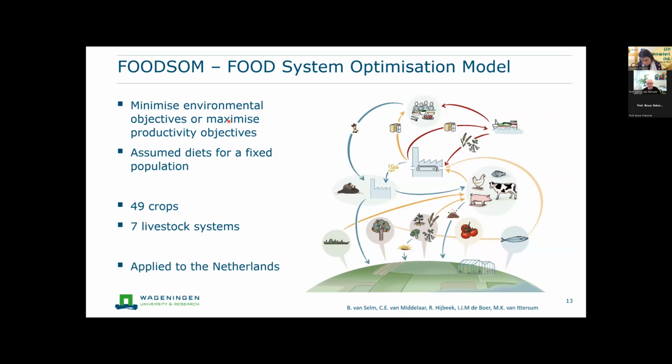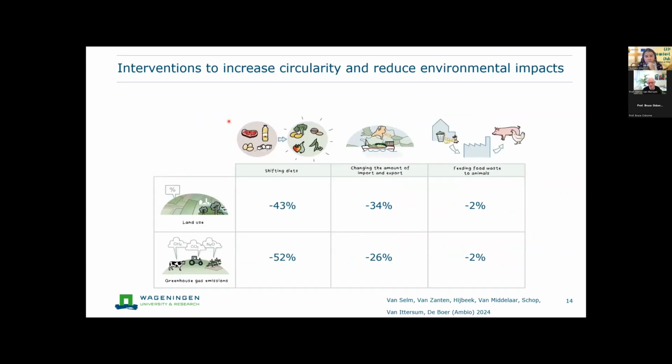Using that model, I will give a few illustrations of what has the largest impact on environmental criteria, taking into account circular principles. The main impact on land use and greenhouse gas emissions, those are the two environmental criteria here that were optimized by Ben van Selm. It shows that shifting the diets, moderating our livestock product consumption, really has the biggest influence. It reduces land use by 40% for the Netherlands here, and it halves the greenhouse gas emissions.